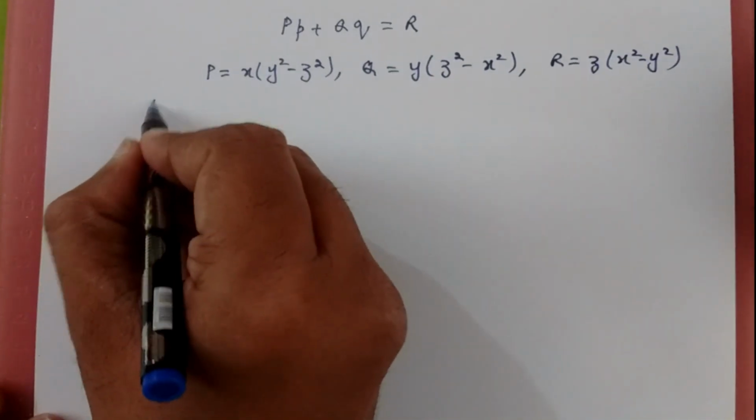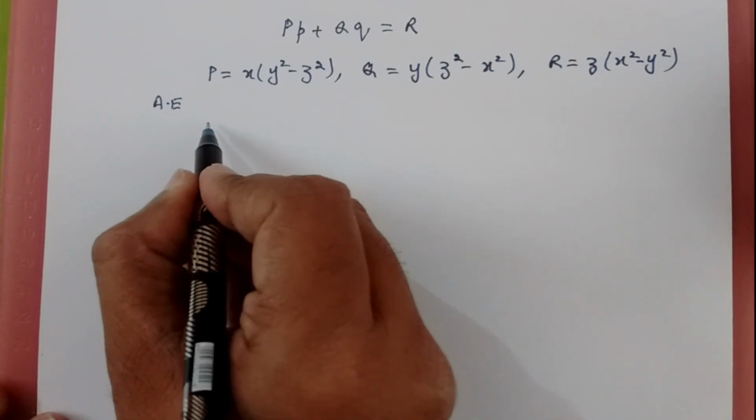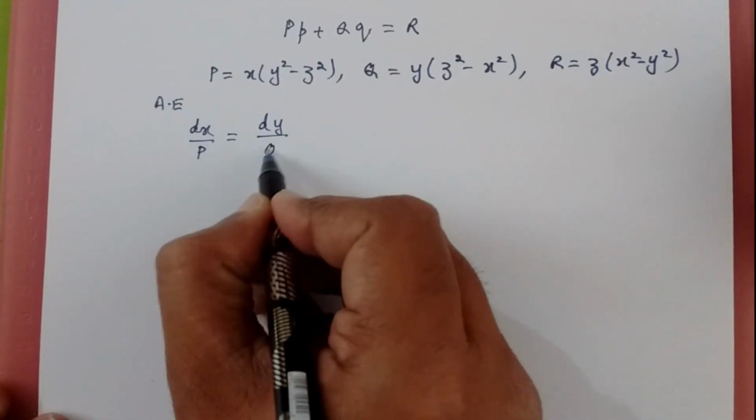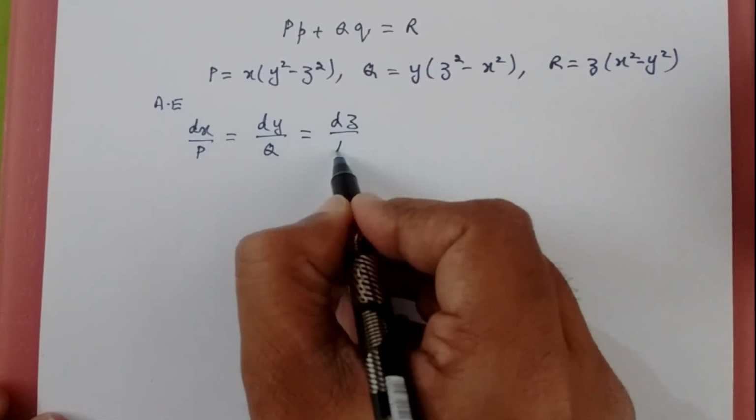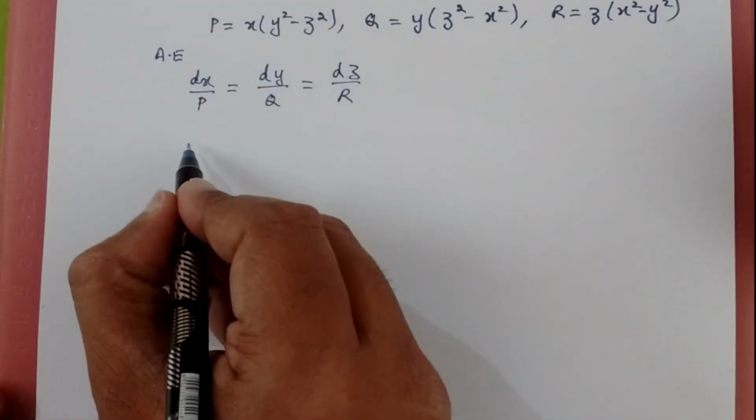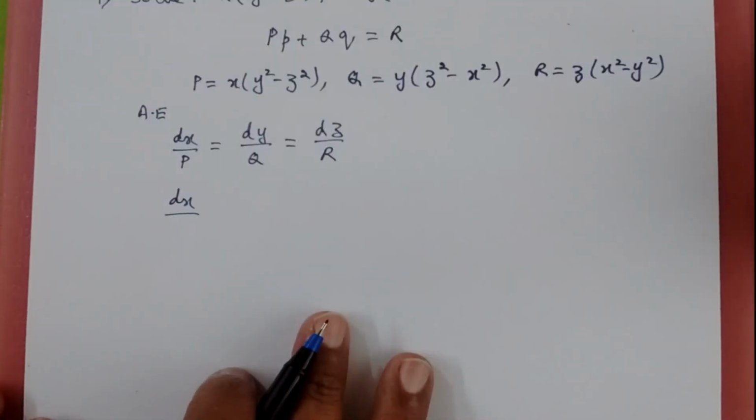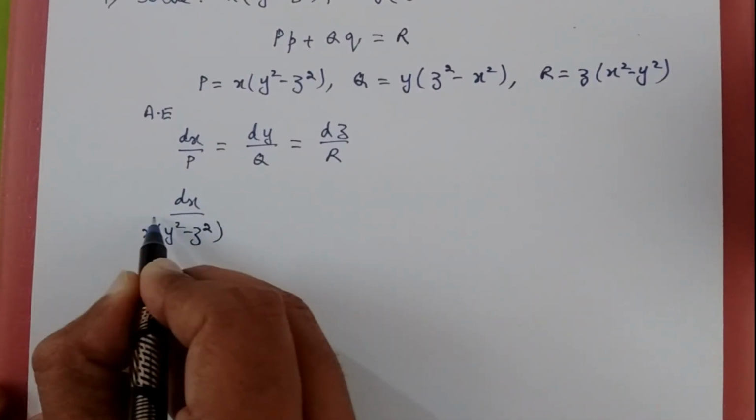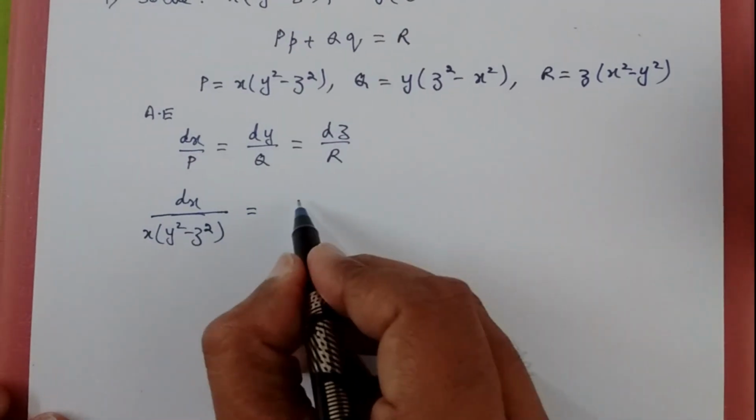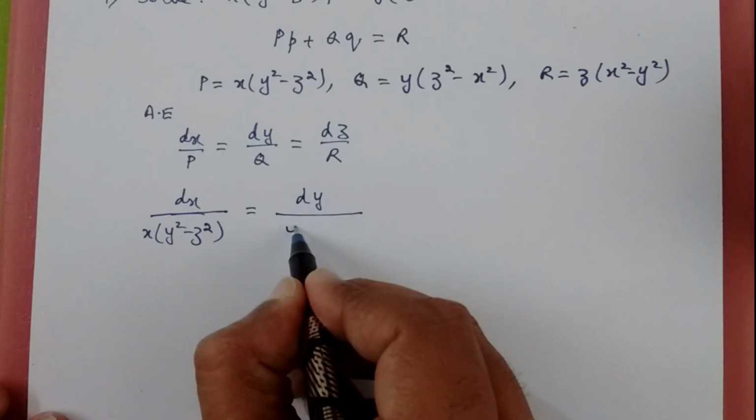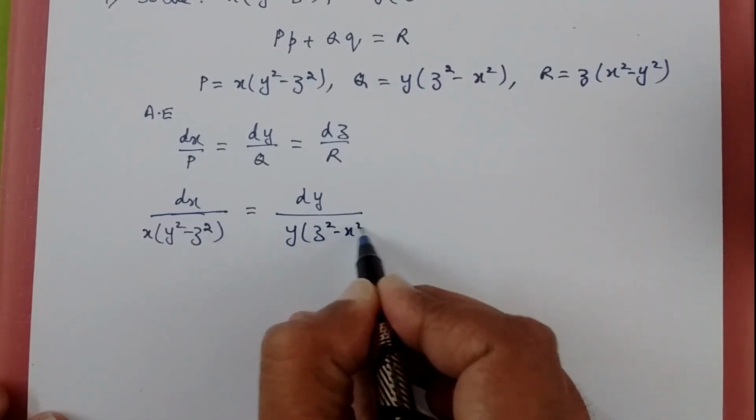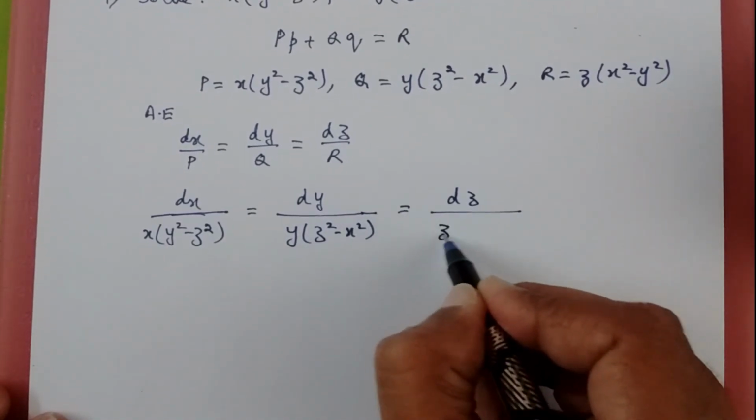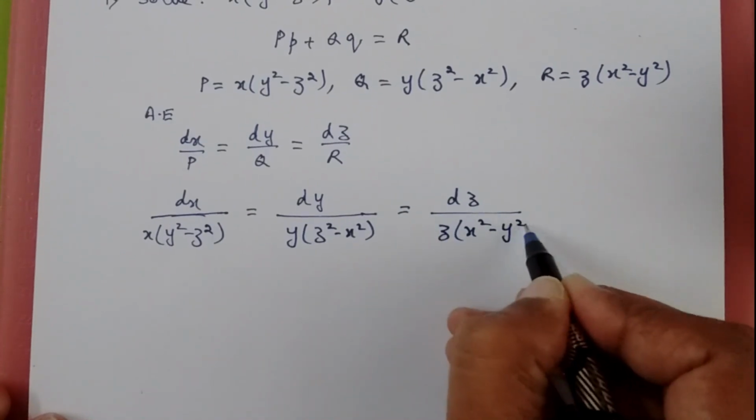So if you write down the auxiliary equation, it will be dx by P is equal to dy by Q is equal to dz by R. That is dx by the value of P, which is x into y square minus z square, is equal to dy by the value of Q, y into z square minus x square, is equal to dz divided by R, whose value is z into x square minus y square.